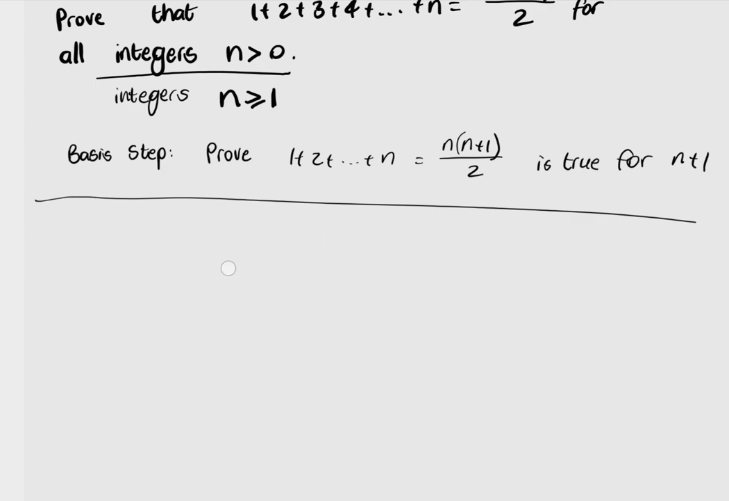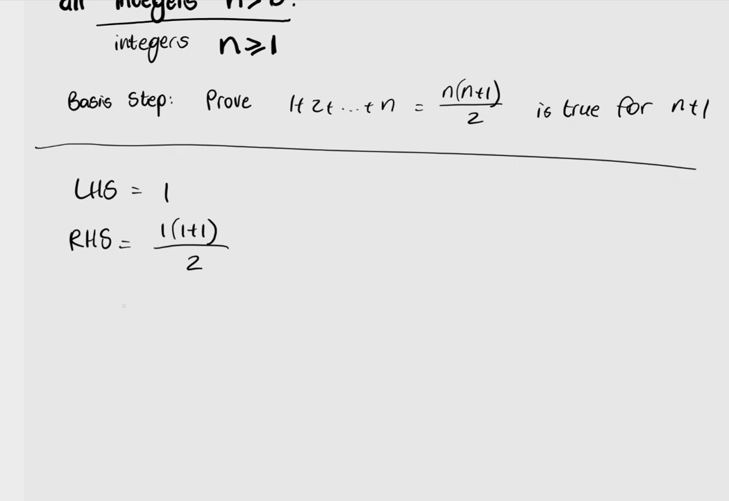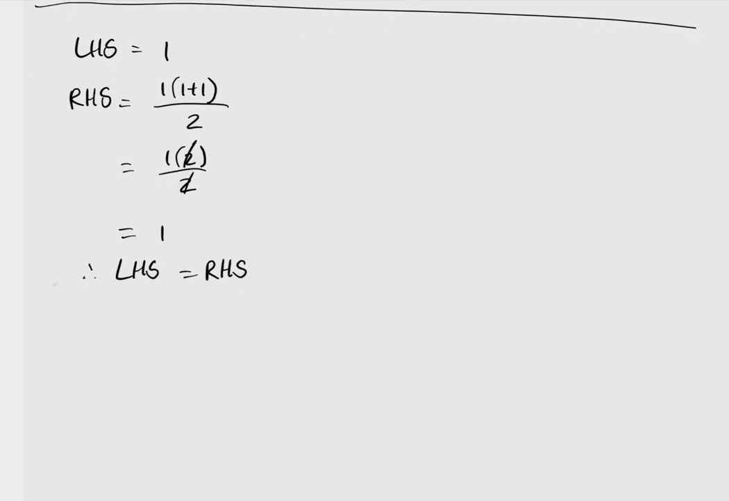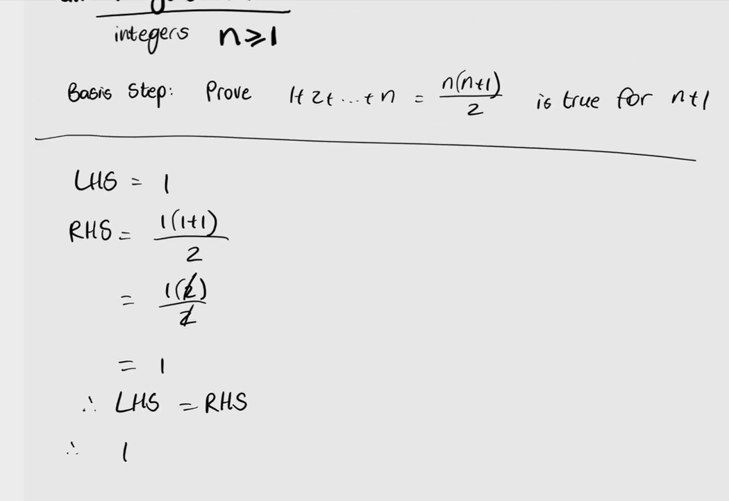So first you do the left hand side. The left hand side is equal to 1. The right hand side is equal to 1 plus 1 all over 2, and that is equal to 1 times 2 all over 2. Then that's equal to 1, because the 2's cancel, and we're left with 1. Therefore, the left hand side is equal to the right hand side, and therefore the claim holds true for n equals 1.